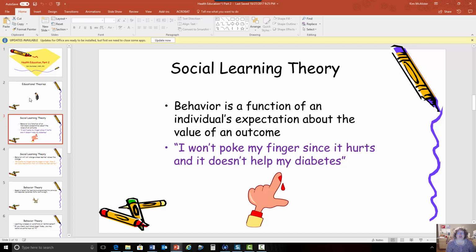So some of what we do is assessing and asking patients what their expectation is or what their expected outcome is from the educational experience. And when you do that, you're using social learning theory. So then you want to frame your information in a way that meets their need.